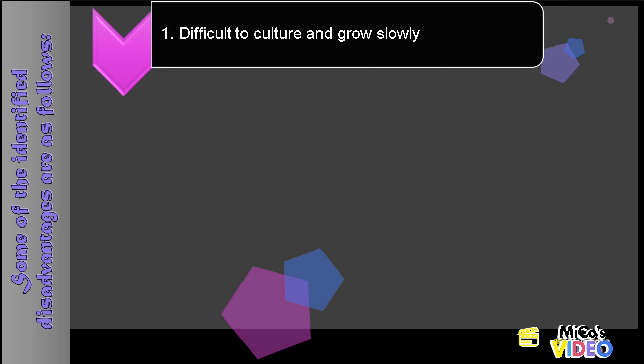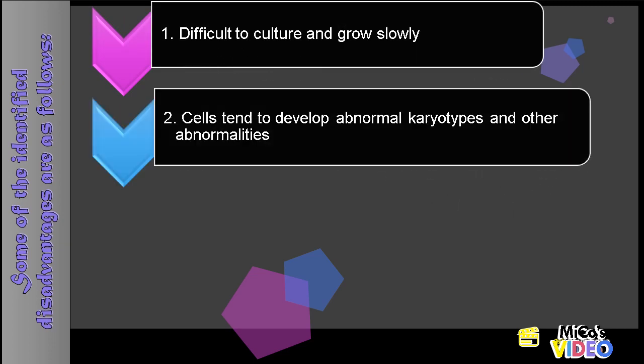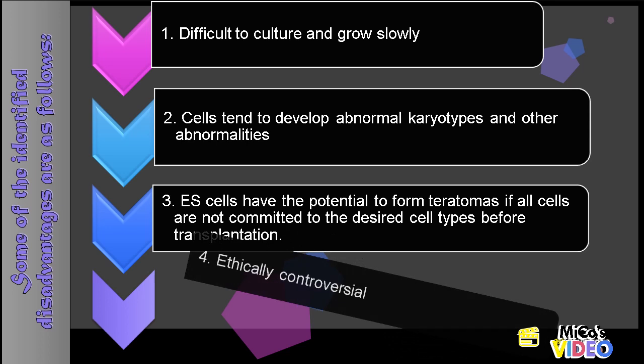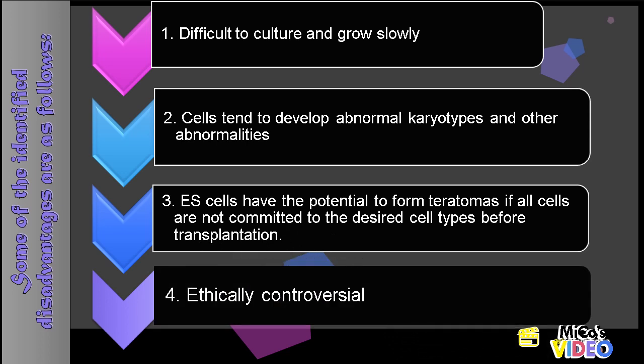Along with the benefits and advantages of embryonic stem cells, there are also some identified disadvantages as follows. First, they are difficult to culture and grow slowly. Second, cells tend to develop abnormal karyotypes and other abnormalities. Third, embryonic stem cells have the potential to form teratomas if all cells are not committed to the desired cell types before transplantation. And lastly, they are ethically controversial.